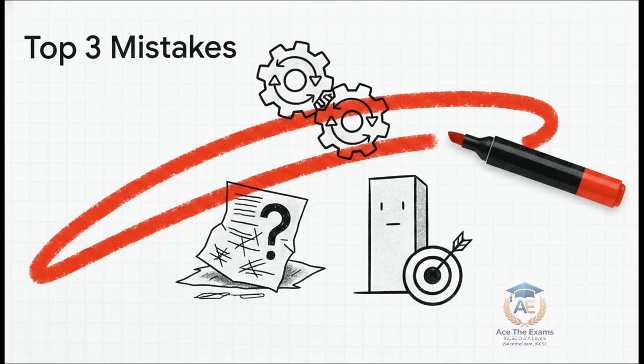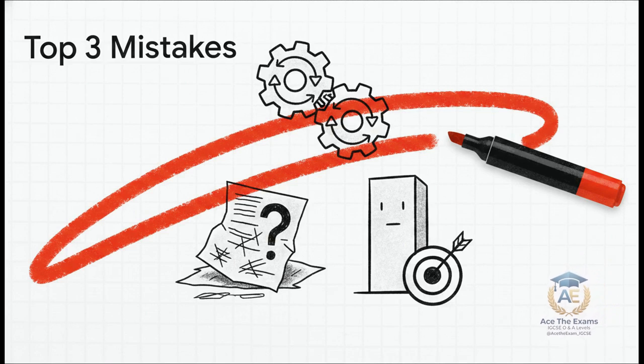Let's use the digital red marker here to highlight the top 3 mistakes extracted directly from the principal examiner reports. These are the things that consistently block students from the A-star tier. Mistake number 1, confusing cause and effect. Candidates so often state that amortizing an asset causes cash flow to decrease. They completely forget that amortizing is a non-cash expense.